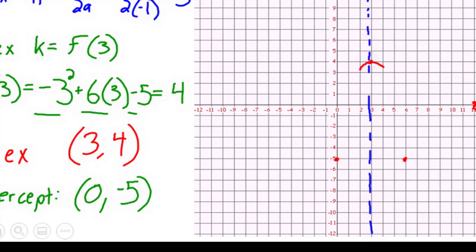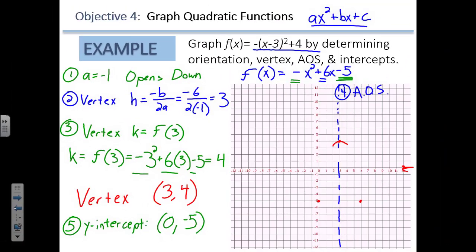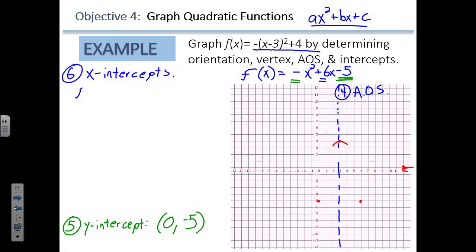Now that leaves us with finding our 2 x-intercepts. We can see that this parabola is going to have to cross 2 times. Let's figure out where that happens. Okay, to find our x-intercepts, we're going to let f(x) be 0, or in other words, we need to solve 0 = -x² + 6x - 5. Okay, let's do that. Let's use the quadratic formula here.